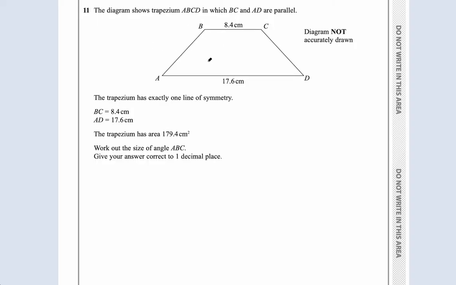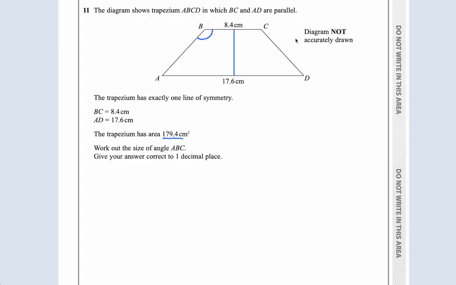Okay, we have a trapezium, ABCD, BC and AD are parallel. It says the trapezium has one line of symmetry, right? So that means the line of symmetry has to be here. It definitely can't be anywhere else. It can't be there or here. That's the line of symmetry. It gives us these values. The trapezium has area 179.4. Work out the size of angle ABC. So we're looking for this angle here.